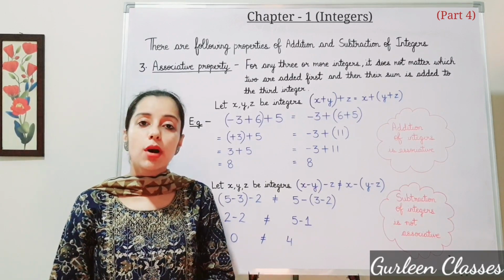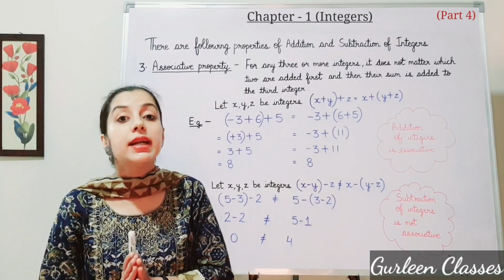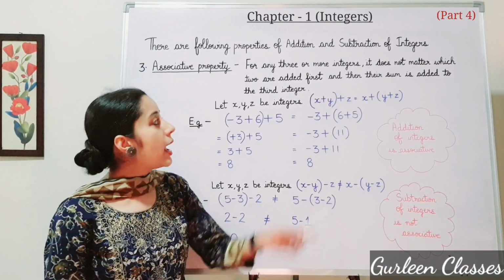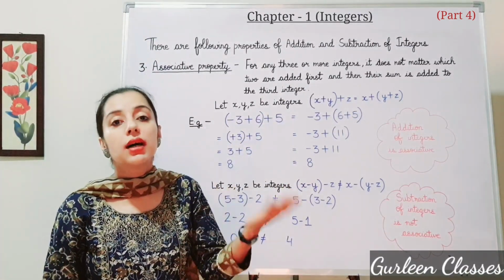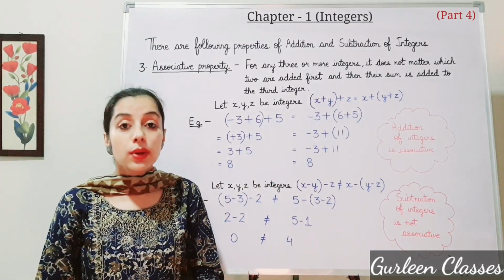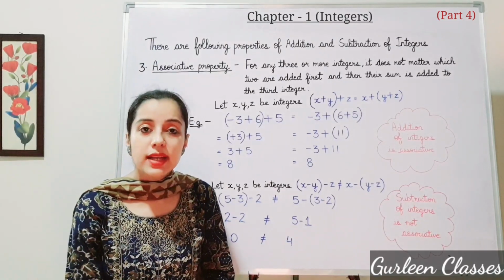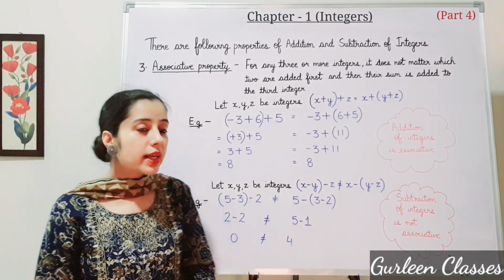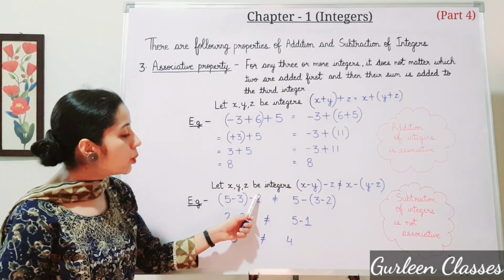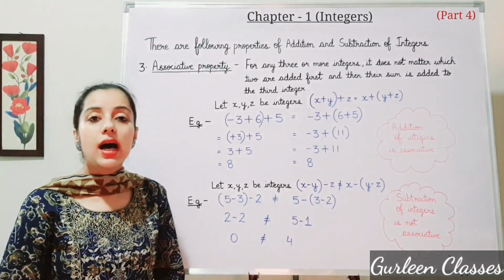Next, associative property of subtraction. Here, for any three or more integers, it matters which two numbers you are subtracting first and then their difference from the third number. Example, suppose x, y, z are integers. So here (x minus y) minus z will not be equal to x minus (y minus z). If I take the numbers (5 minus 3) together, minus 2, it will not be equal to 5 minus (3 minus 2). Both the answers will be different.